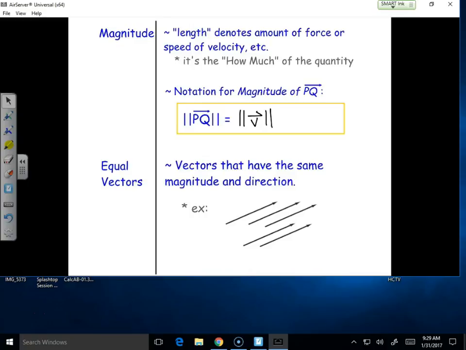To have equal vectors, they have to have both the same magnitude and also the same direction. They have to have the same magnitude and the same direction, which means not only do they have to be parallel, but they also have to have the arrows going the same way, right? So two things with direction, they have to have the exact same angle of rotation.